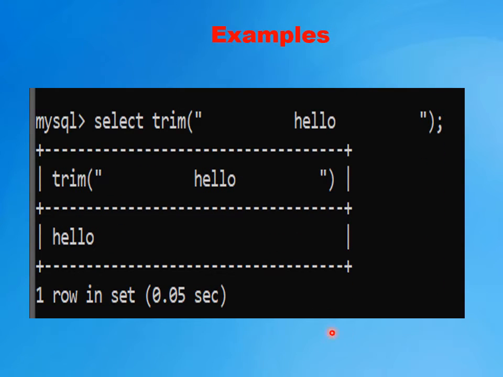This is the example. It will trim spaces from the beginning and from the ending also, meaning trailing and beginning space both. So this will remove your leading space and trailing space also. So the output will be hello only, after trimming spaces from both ends.